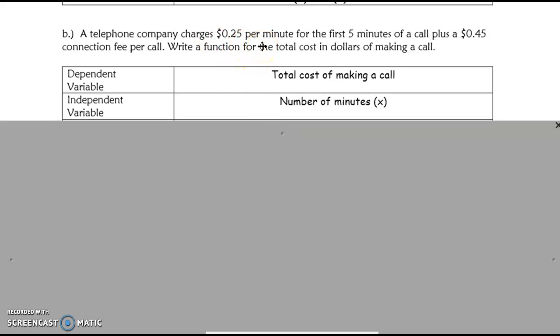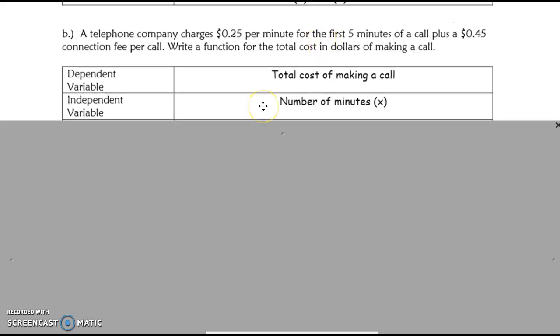When you see that per minute or per ride or per ticket, that's your independent variable, okay? It's giving you verbal or English words to give you cues as to what's the independent and what's the dependent variable. So something per, whatever happens after that per is your independent variable. So per minute.